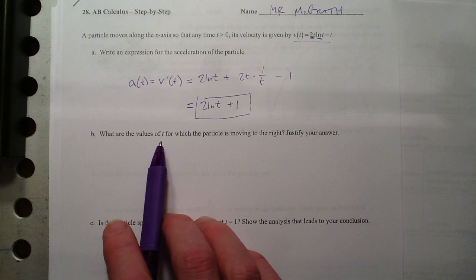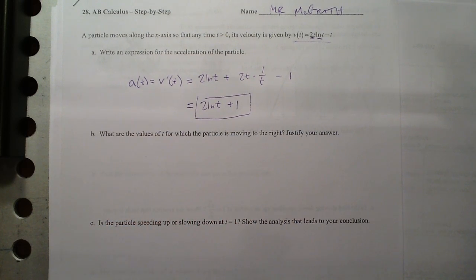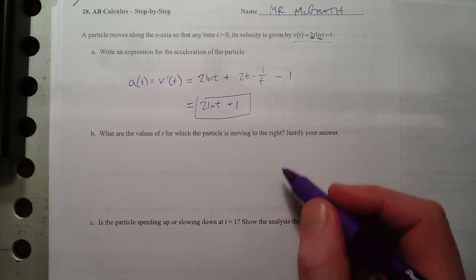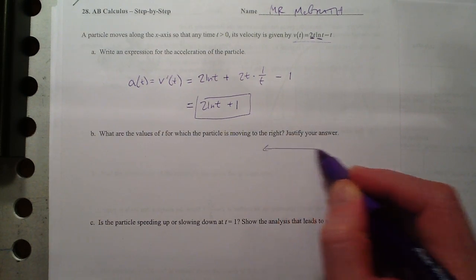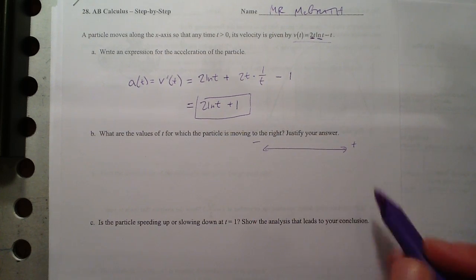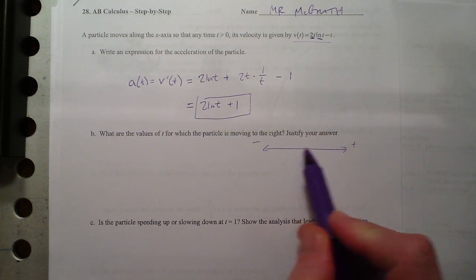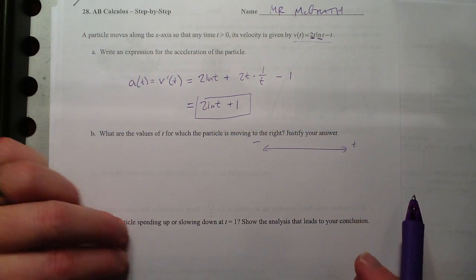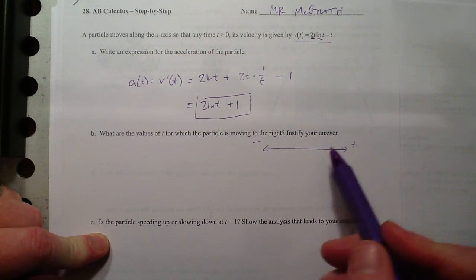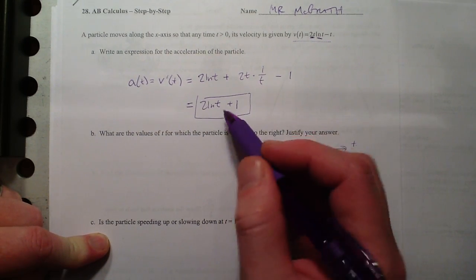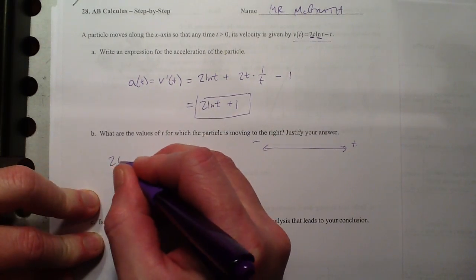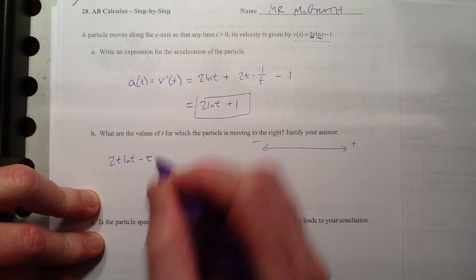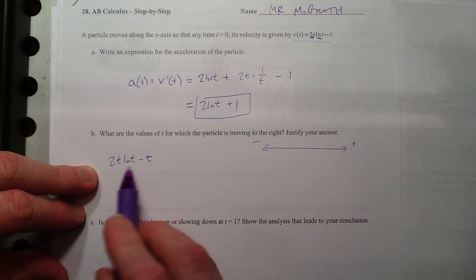Part B, what are the values of t for which the particle is moving to the right? And justify your answer. Well, since on an x-axis this is the positive direction and this is negative, moving to the right means moving toward positive, in other words, having a positive velocity. Positive velocity means going this way, negative velocity means going this way. So here's my velocity, right? I want to find where it's positive and where it's negative.